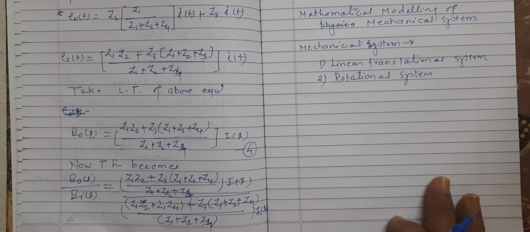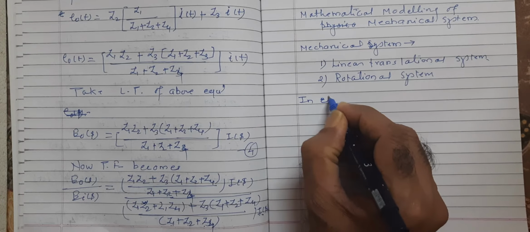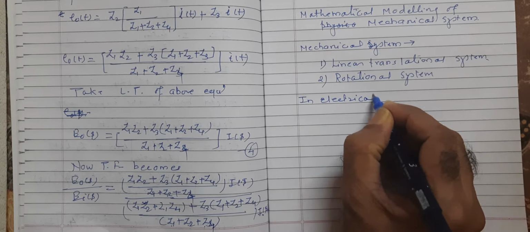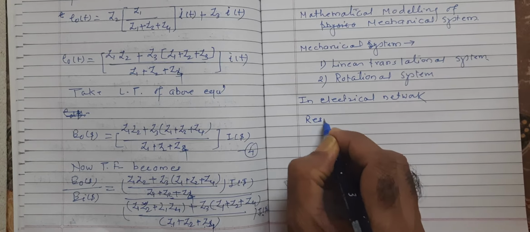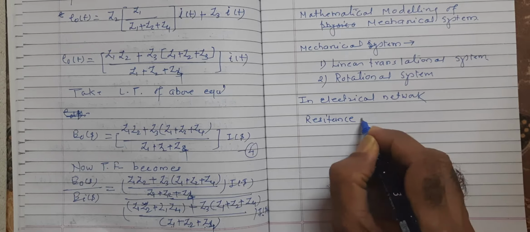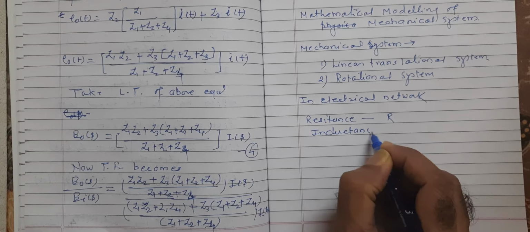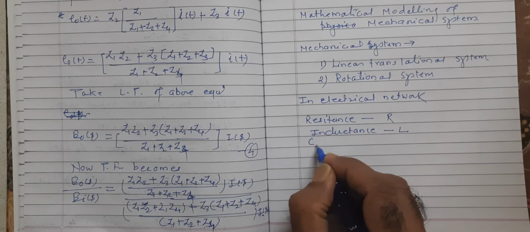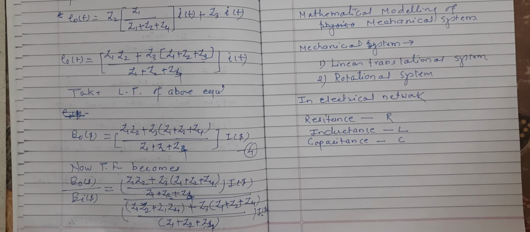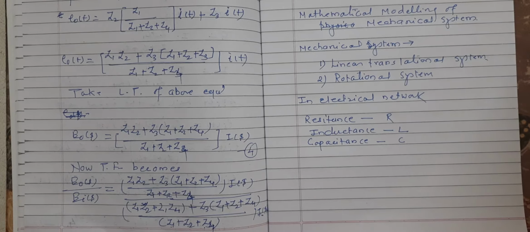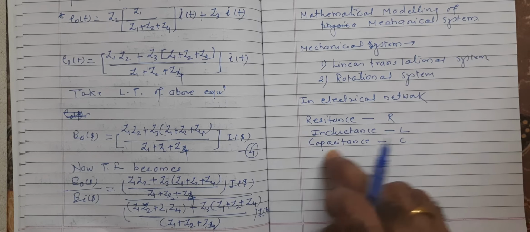Now see here, in the electrical network we know there is resistance, that is R, then inductance, that is L, and capacitance, that is C. These are the three components or elements of the electrical network: resistance, inductance, and capacitance.